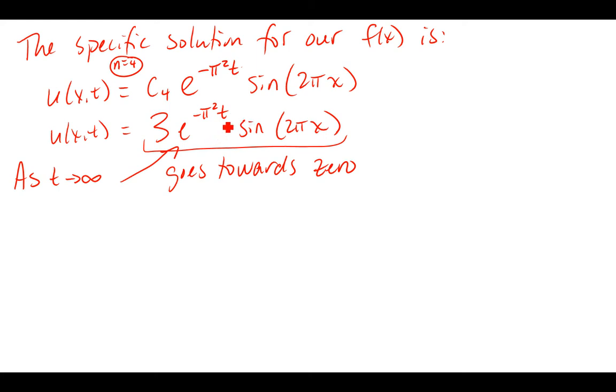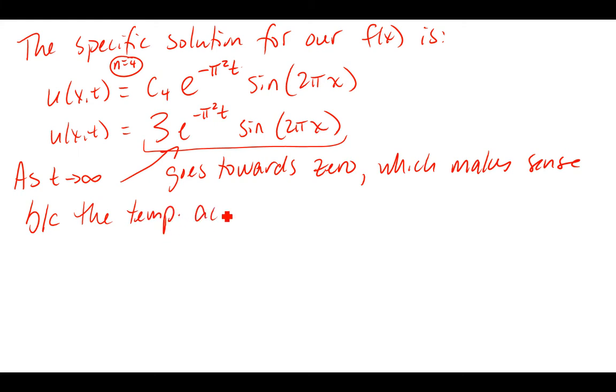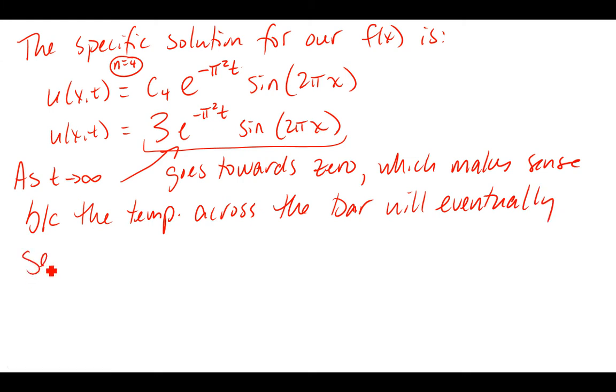But as time gets bigger, the only thing that's going to change about my graph is that this coefficient, this guy up front here, is going to be heading towards 0. Which makes sense, because we know the temperature across the rod, the bar, will eventually, or is supposed to eventually, settle back to 0.